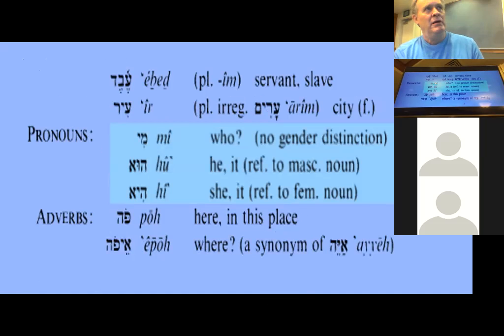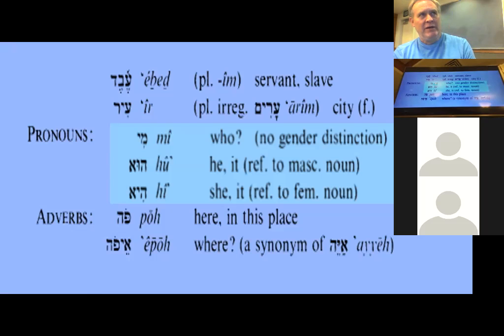We had ebed, which was servant, or in this case, a slave. The plural instead of ebed is abadim. So it changes the first part, it still ends in im, but abadim is the plural for that one. Perfect, abadim. Okay, the word for city is ir.